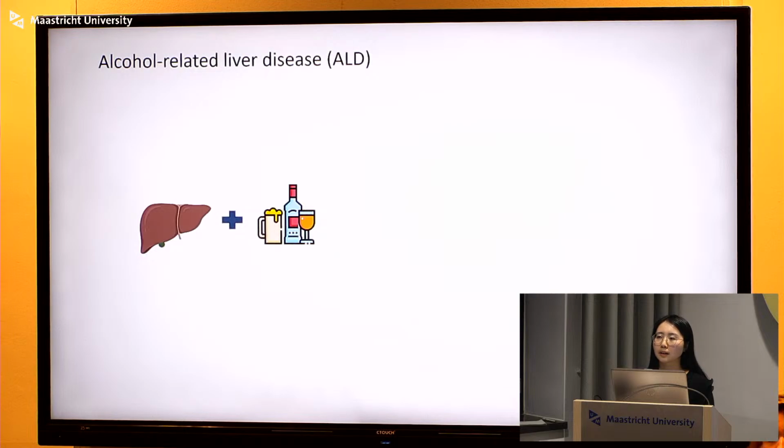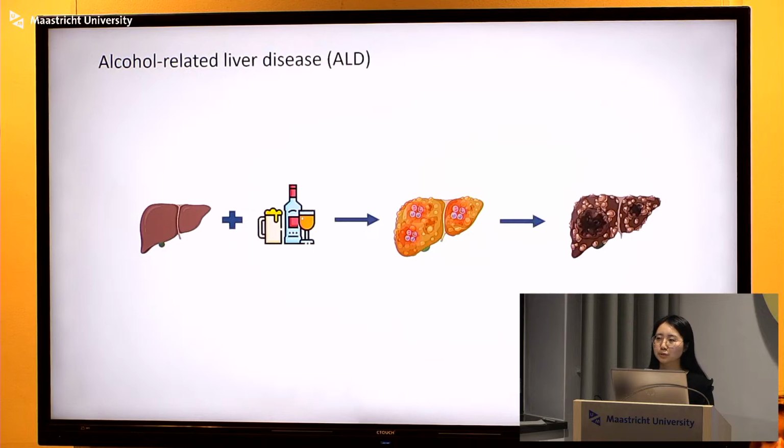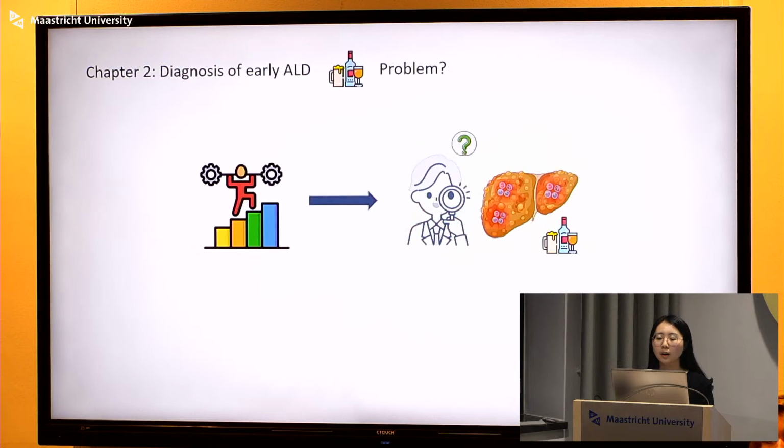The first disease I will introduce is alcohol-related liver disease. This happens when people drink excessive amounts of alcohol, which leads to fat and inflammation build-up in the liver. In the long term, this leads to liver cirrhosis and ultimately liver failure. It is currently challenging to diagnose ALD early. To address this issue, there is a need for a simple, non-invasive way to detect ALD.